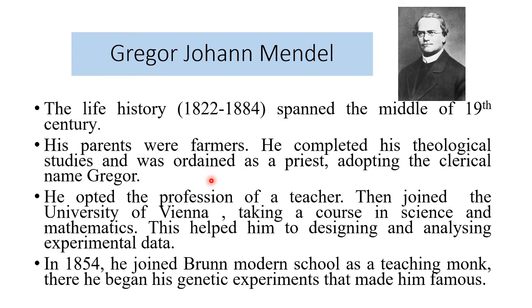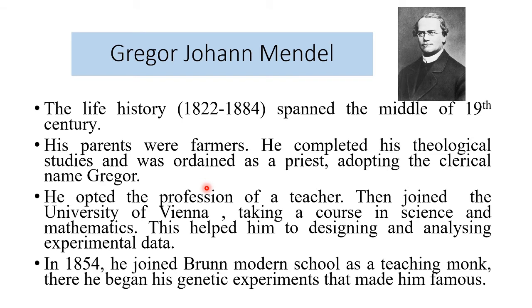theological studies and was ordained as a priest, and he opted for the profession of a teacher and joined the University of Vienna, taking a course in science and mathematics. This helped him in designing and analyzing experimental data. And in 1854, he joined Brunn Modern School as a teaching monk, where he began his genetic experiments that made him famous.